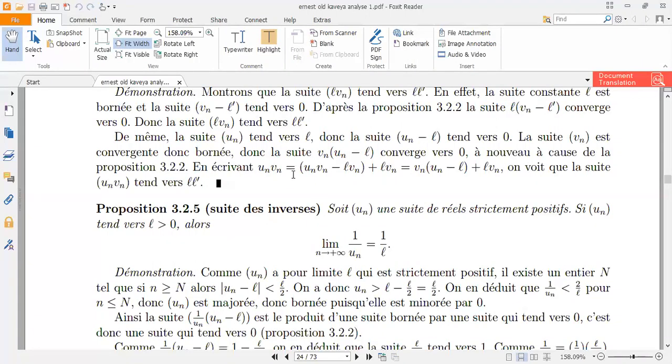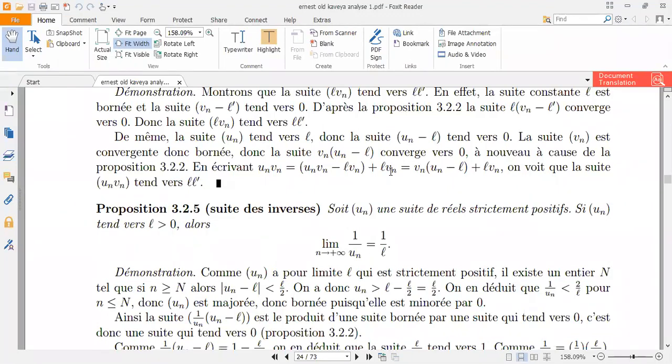So how they wrote this was in this way. They maintained the Vn there, minus the L Vn, then they added the L Vn there. And then afterwards, they found that it's equal to Un minus L. Maybe I think here, let's see, what can we do?